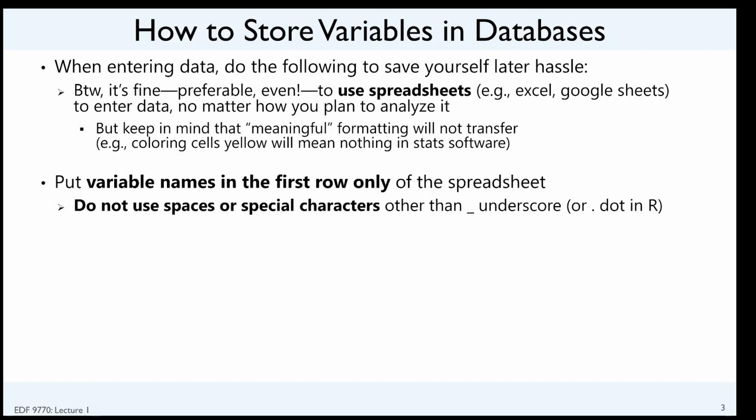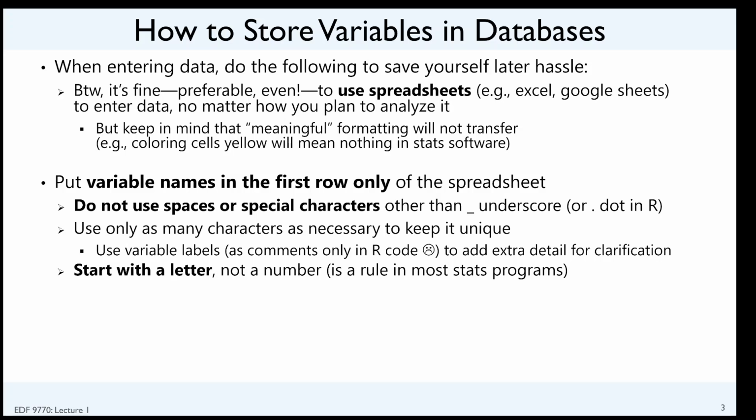If you are going to have variable names, they go in the first row and the first row only. Otherwise, this will cause big problems. Do not use special characters or spaces. Underscore is okay in almost every program that I know of, or dot is acceptable in R, but not necessarily in other stats programs. Use only as many characters as you need to keep it unique, because you're going to end up having to type these variable names in the code. So if you have a 32 character variable name, you're going to hate yourself for that. In other packages such as SAS or SPSS or Stata, probably JMP as well, variable labels are a thing.